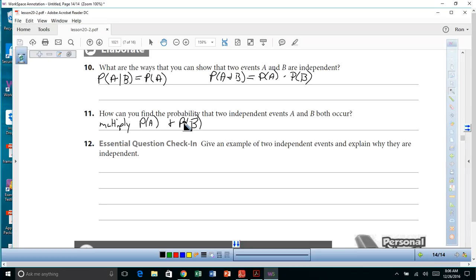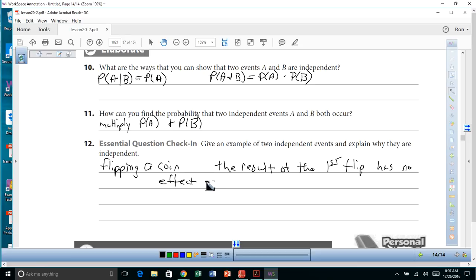Give an example of two independent events and explain why they are independent. One of the easiest ones is flipping a coin. All right. The result of the first flip has no effect on the result of the second flip.